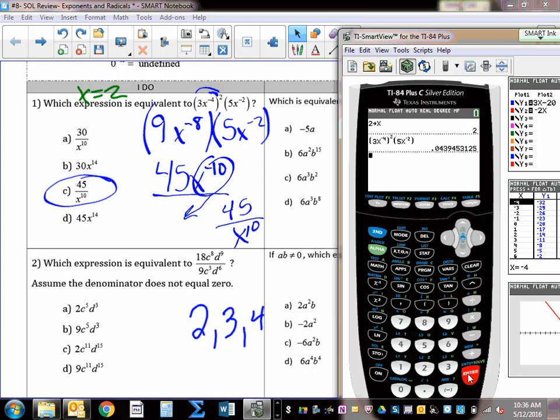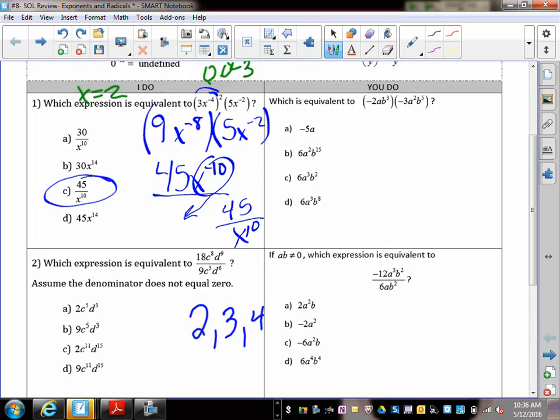Alright. Hit enter. Ooh, semi-decimal, right? Which is perfectly fine. We're just checking to see which ones are equivalent. So write this down. So this thing equaled 0.0439.